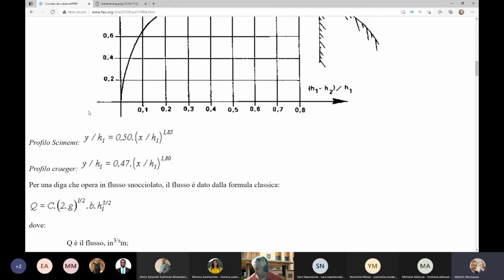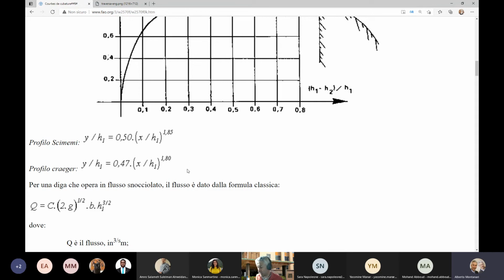There is a small difference in the coefficient, 0.47 for Krieger and 0.50 for Shimemi. And there is a small difference in the exponent, 1.85 and 1.80, okay? But they are very similar. And you don't need, again, to learn them. I just would like you to know that there is an analytical relationship that can be readily used in order to find this shape of the profile.